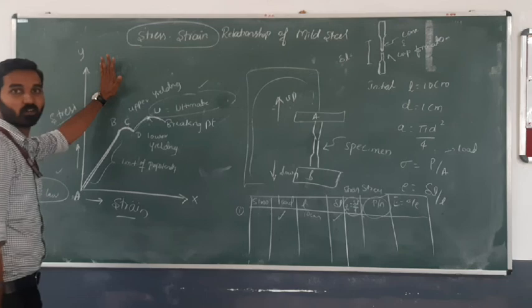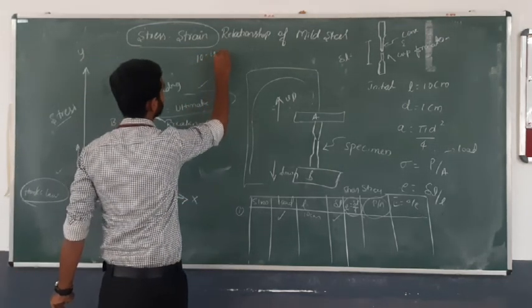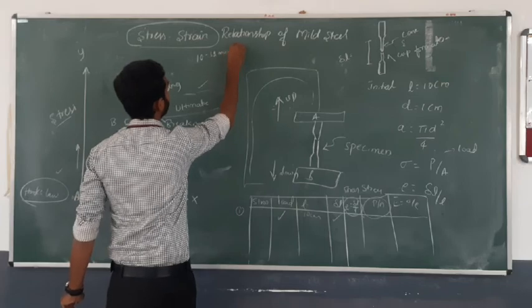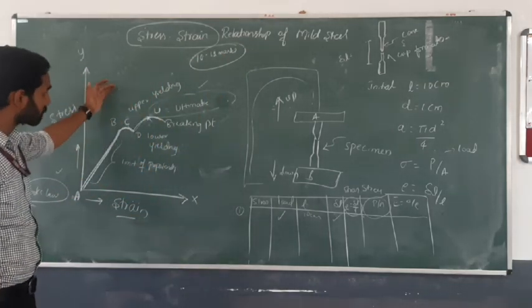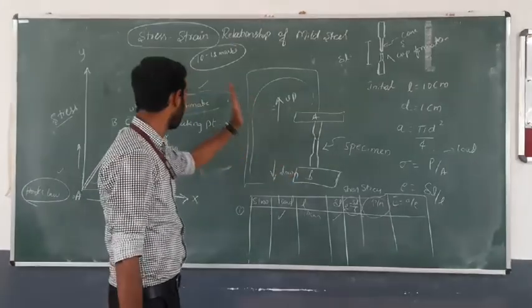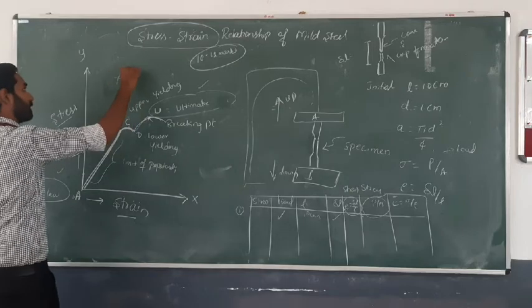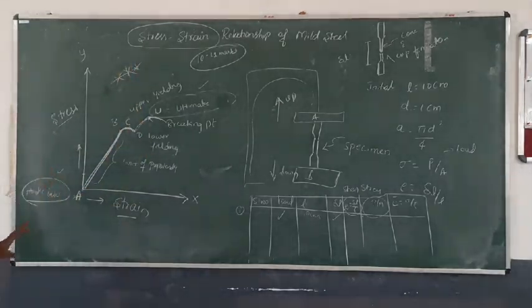So from the exam point of view, this may be asked for 10 to 12 marks. From the beginning of Hooke's law, Young's modulus, stress, strain and experimental setup procedure, and the main thing, this graph, all should be explained in detail.